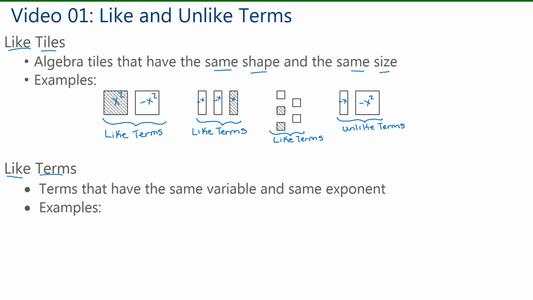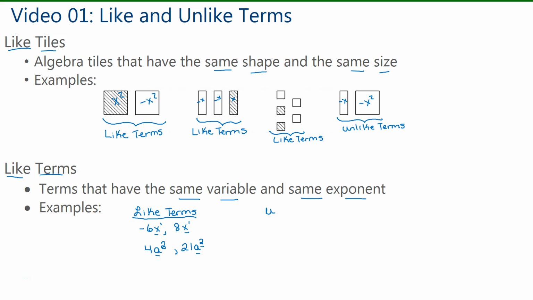Now like terms are terms that have the same variable and the same exponent. Some examples of like terms would include negative 6x and 8x. They both have the same variable, they're both x's, and they both have the same exponent of 1. Another example would be 4a squared and 21a squared. They're both a's and they both have an exponent of 2.